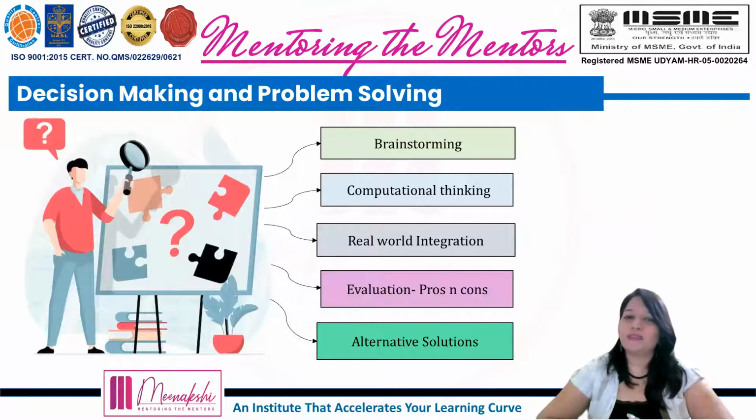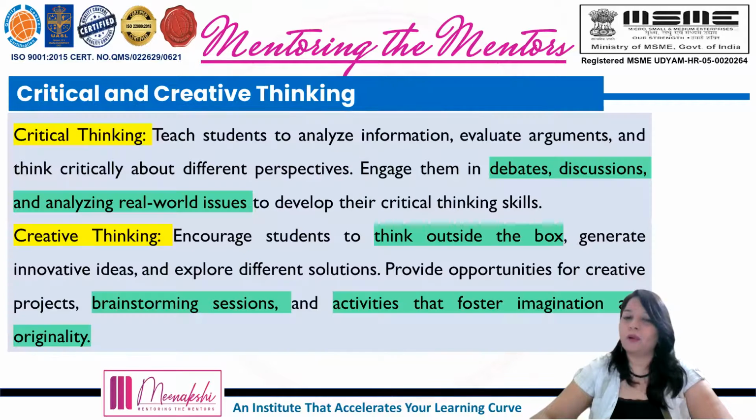So what we have to do, we need to organize brainstorming sessions. We need to foster computational thinking. We need to integrate the teaching with the real world. And also, we need to enhance the evaluation skills where the students, they'll be able to focus on pros and cons of each of their decision. And then they will be able to make informed choices, and also let them come up with the creative thinking, and they should be always ready with some alternative solutions to the given problem, because every problem can have multiple solutions.